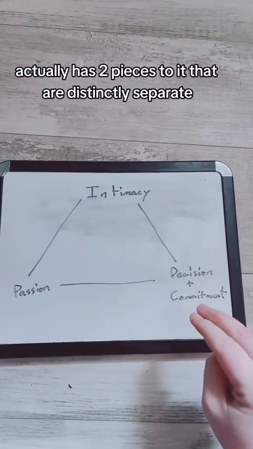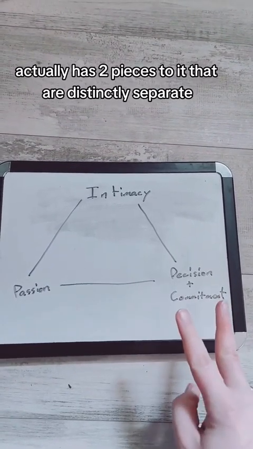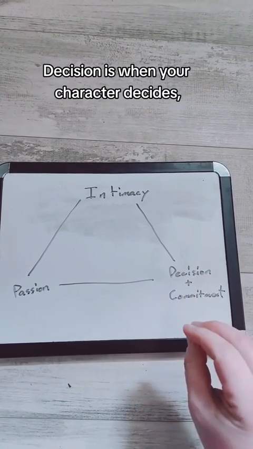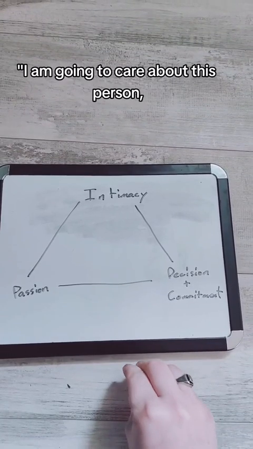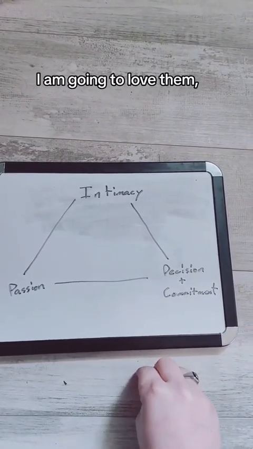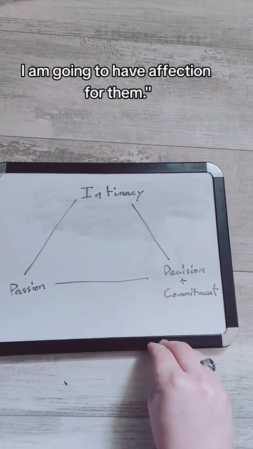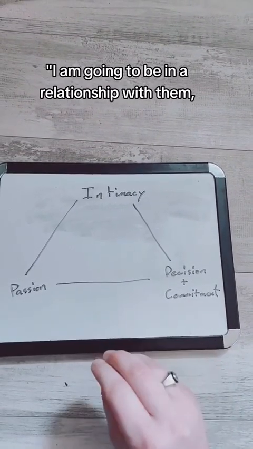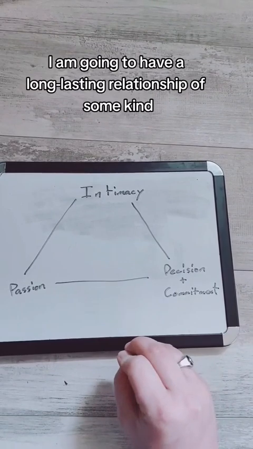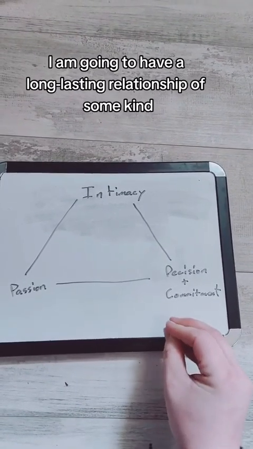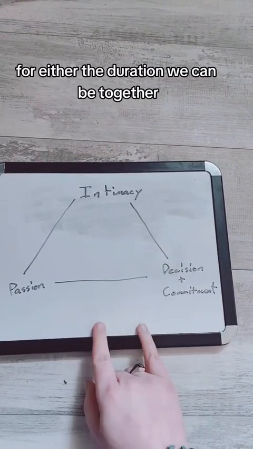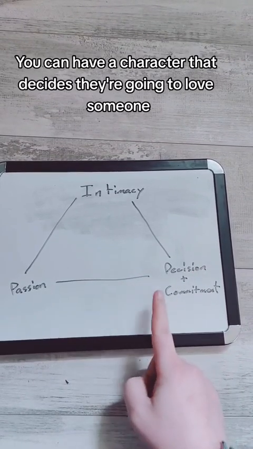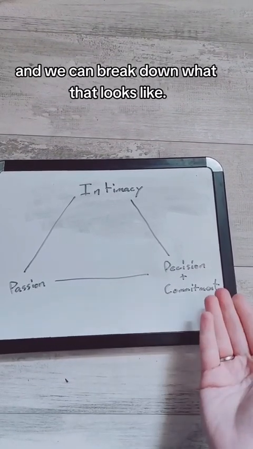And then this prong here actually has two pieces to it that are distinctly separate, although they often come together. Decision and commitment. Decision is when your character decides, I am going to care about this person. I am going to love them. I am going to have affection for them. And then commitment is when your character decides, I am going to be in a relationship with them. I am going to dedicate myself to them. I am going to have a long-lasting relationship of some kind for either the duration we can be together or long-term. You can have a character that decides they're going to love someone, but they're not going to give them commitment. And we can break down what that looks like.